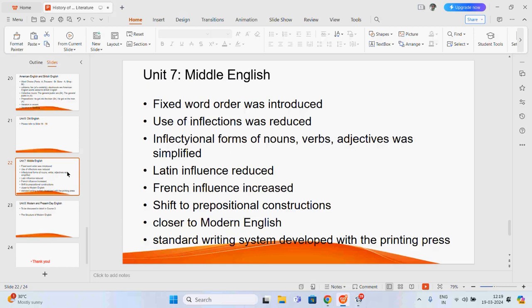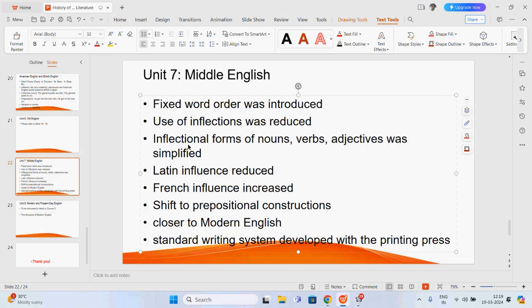From the Old English period to the Middle English period, there are some changes. In the Old English period, the word order was not yet fixed, but by the time we come to the Middle English period, the word order was fixed. In Old English, there was extreme use of inflections. While Old English used inflectional forms for nouns, verbs, adjectives, in the Middle English period, this inflectional use of nouns, verbs, adjectives was simplified.